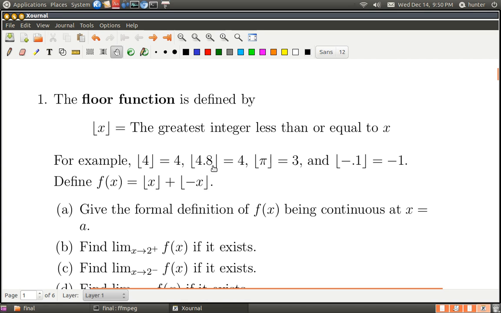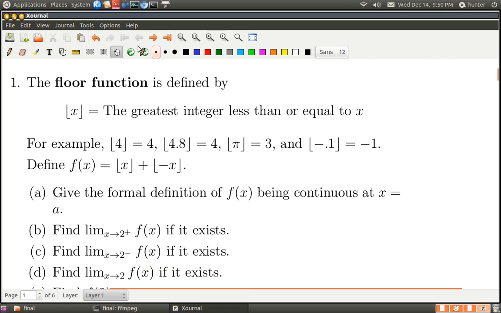If you put in 4.8, then it basically just throws the decimal part away. Pi is 3.14, it goes down to 3. It's a little tricky with negative numbers. Let me give an explanation of what happens with negative 0.1. Let's say here is negative 0.1 and here is 0 to the right on the number line, and to the left is negative 1. Why is it going down? It's because it's the greatest integer less than or equal to x. So it's not 0, because 0 is actually greater. The biggest integer that's less than it is negative 1, and so that's why this is true.